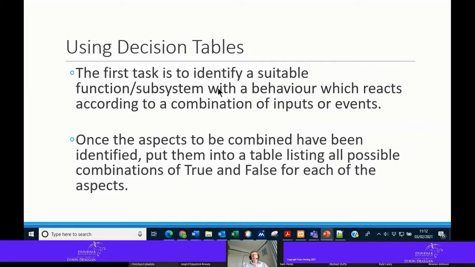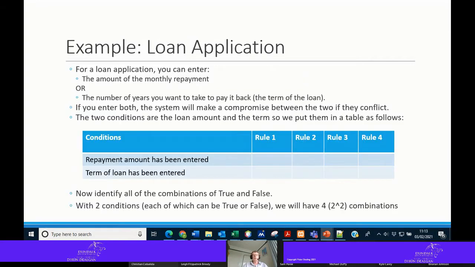So the first task is to identify a suitable function or subsystem with a behavior that reacts according to the combination of inputs or events. Once we know what the combinations are going to be, we can put them into a table and list all the possible results in terms of true and false for each of the aspects that we're looking at. So it's really a combination of the inputs and events and then the aspects that we'd expect from them, or the outputs. So there's one here for a loan application.